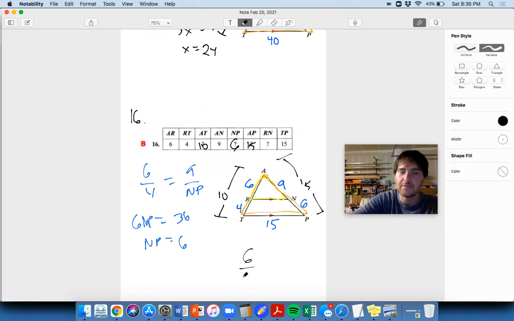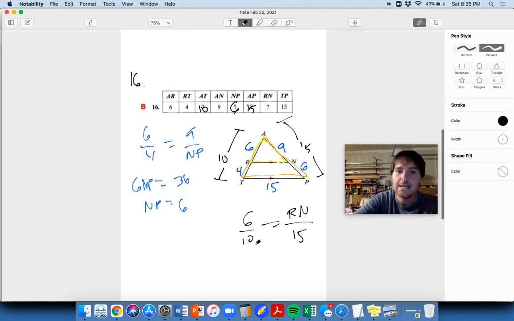I want to use 6 to 10 for this one. Small to large. My small triangle, RN, corresponds to TP in my larger triangle. But I don't need to write 15 because we know the length of TP. That's given to us. It's 15. Cross multiply, 6 times 15 is 90. 10 times RN is 10 RN. So 90 divided by 10 is what? 9. Okay, so we get RN equals 9. And we're good to go there.